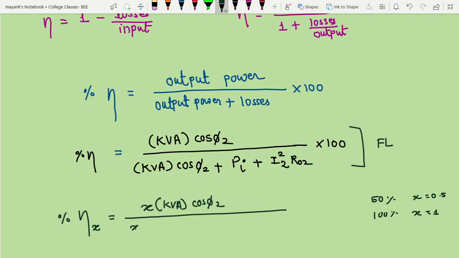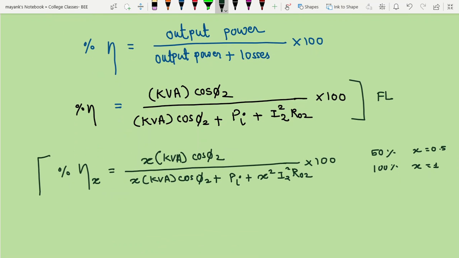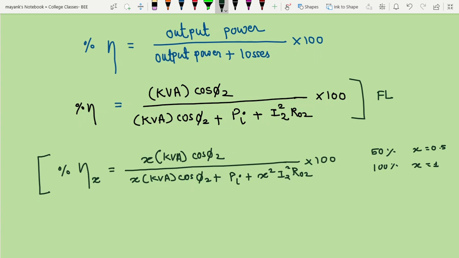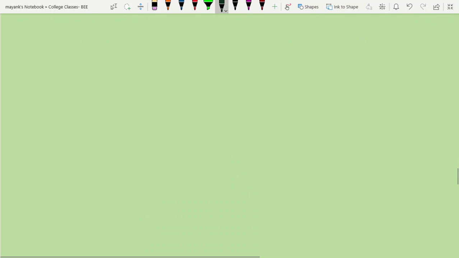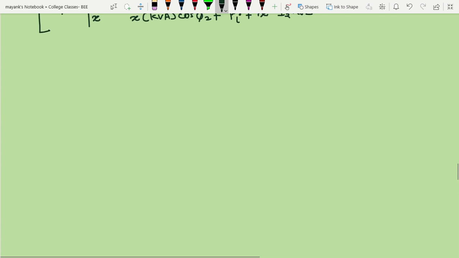But this formula with x is for any kind of load, any fraction of load. Now since I square is there, this will be used as x square I2 square R2, into 100. This will give you the percentage efficiency of a single phase transformer at any fraction of load. So we will use this formula. चलिए, let us solve a few problems based on this concept. Problem number 1. Problem number 1 is here.